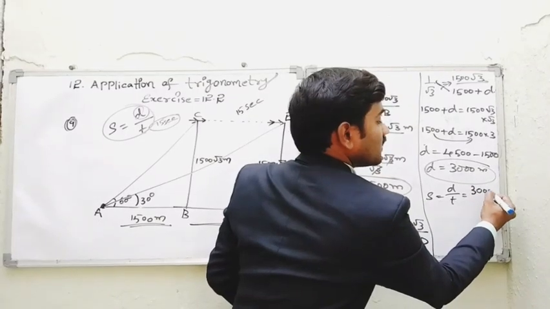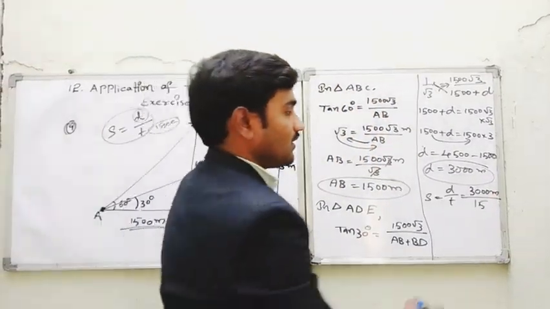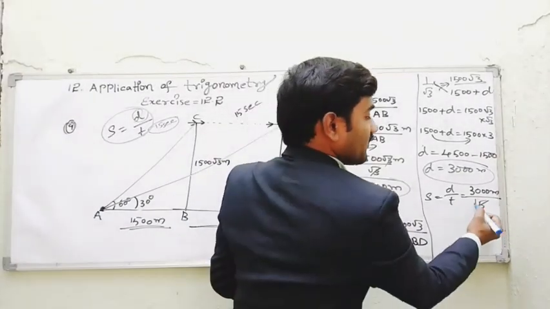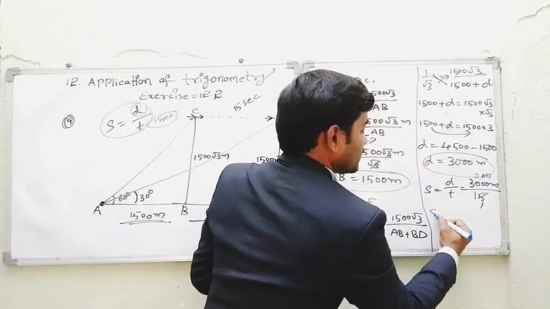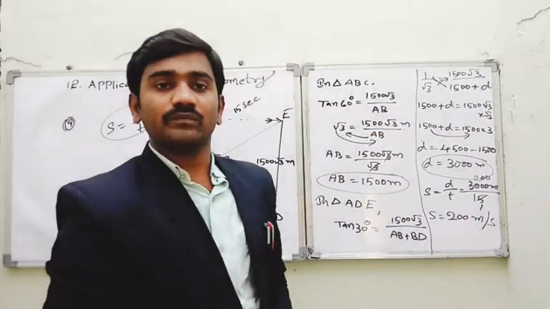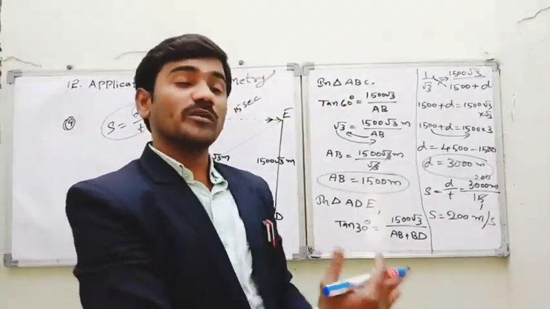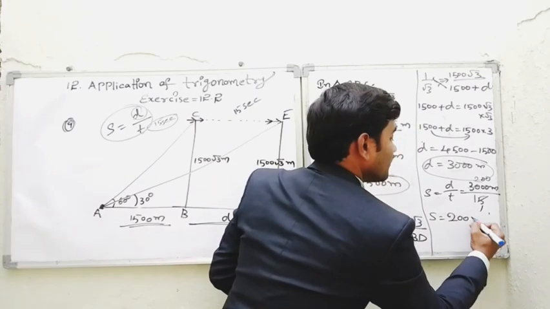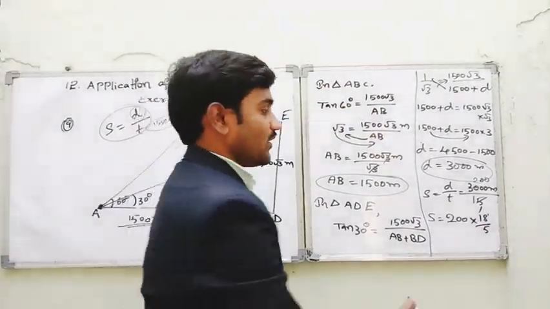Distance is 3000 meters by time is, as we know, 15 seconds. Let's cancel. 15 ones are 15, 15 twos are 30 and 2 zeros here. So speed is equal to 200 meters per second. If you want to change this meter per second into kilometer per hour, just multiply it by 18 by 5. You get the kilometer per hour.